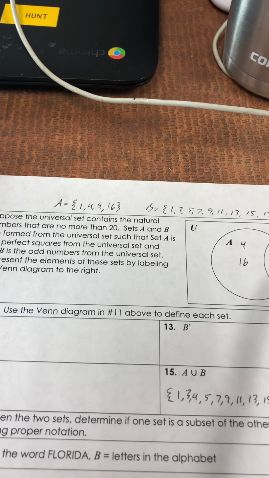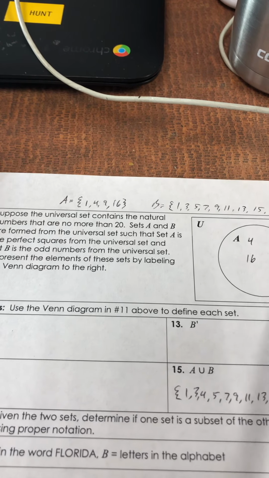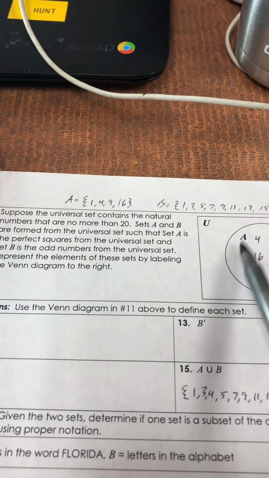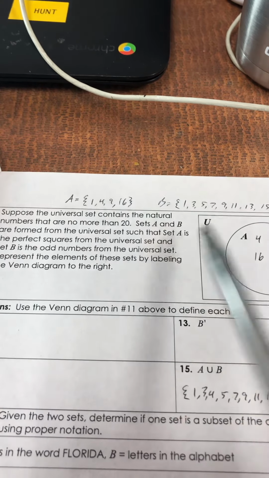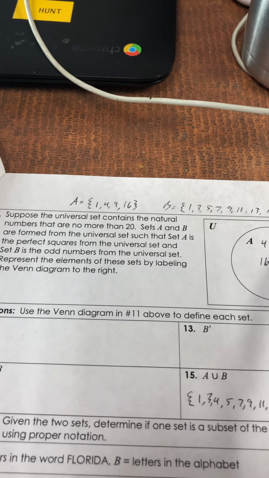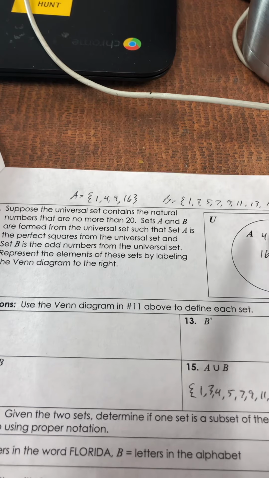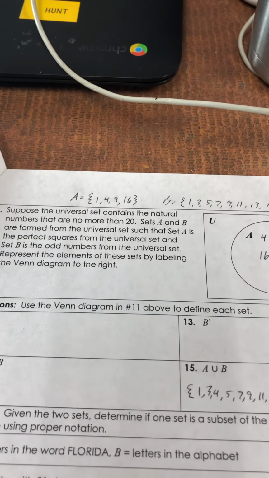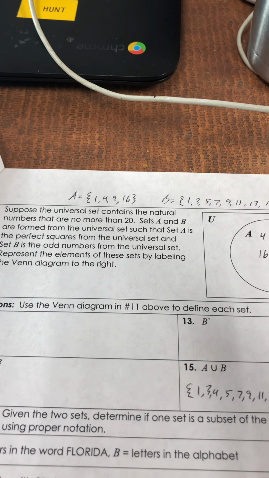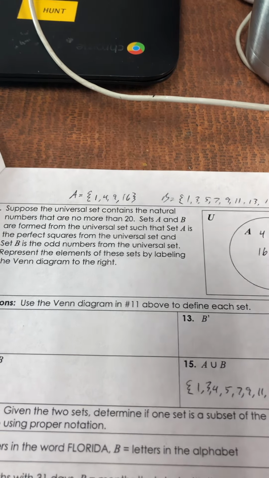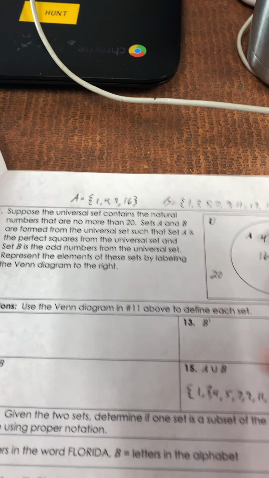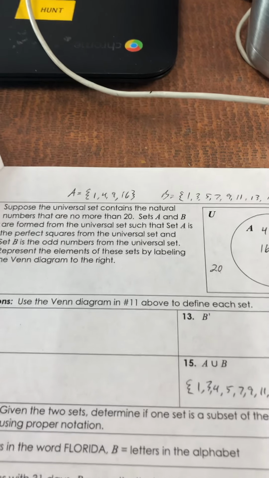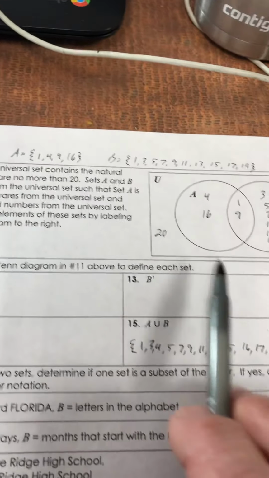So once again, this is the diagram filling out the Venn diagram. These are just the odd numbers. These are the odd numbers that also share A, that they're also perfect squares. These are just the perfect squares, and they happen to be even numbers, so they can't touch the B circle. So universal, I think we could have 20 out here. If there's anything outside of both A and B, 20 is the only number that doesn't really fit in either A or B, so I can put a 20 out there.